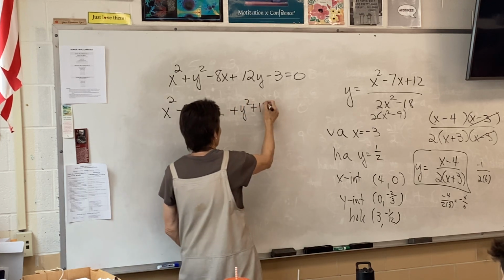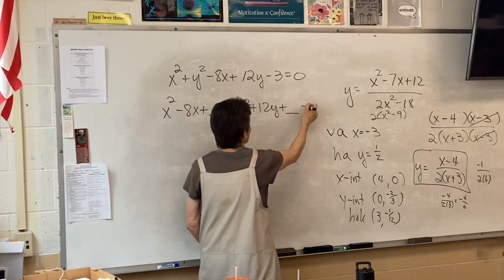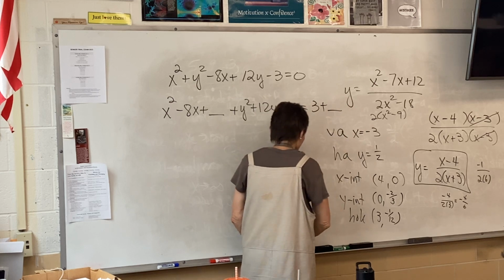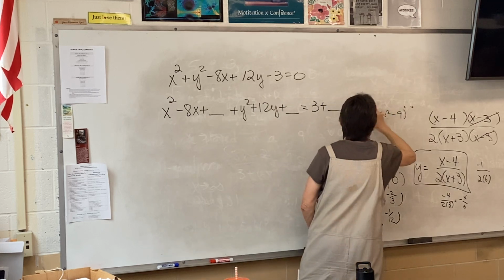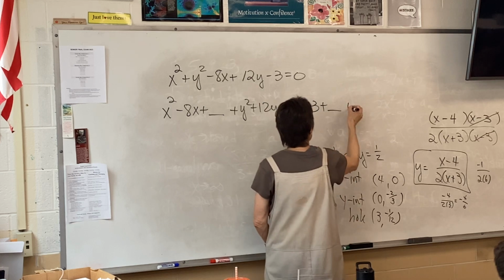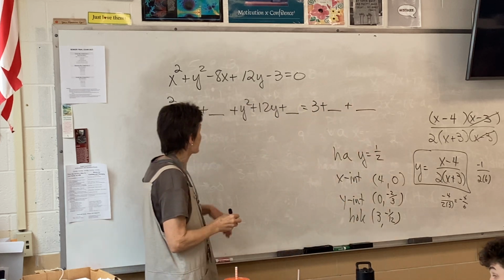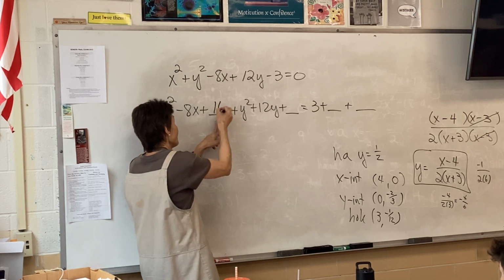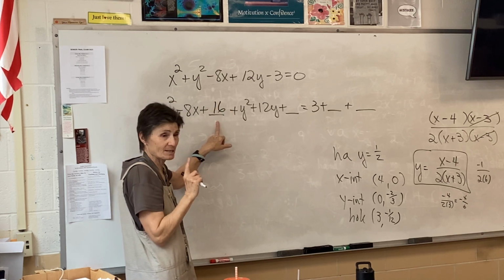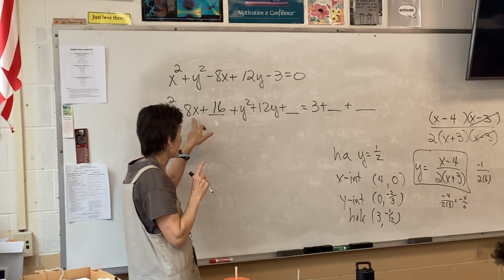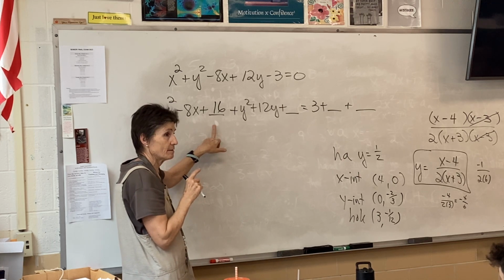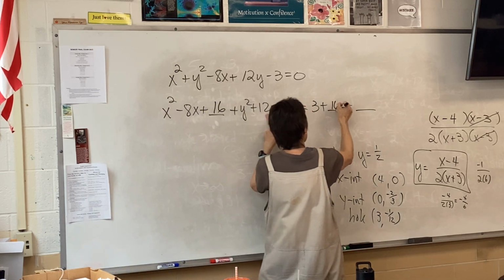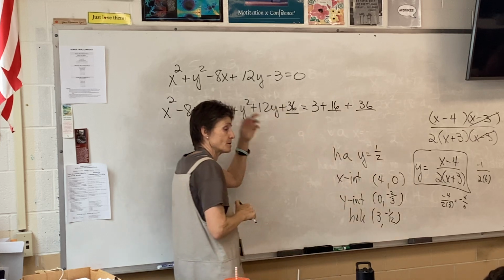y squared plus 12y, and then that 3 plus 1 comes over to the other side. And now we fill in our blanks. So what goes here? 16. Half of 8 squared, 16. Some people missed this yesterday. What goes here? And those two numbers get added on the other side also.